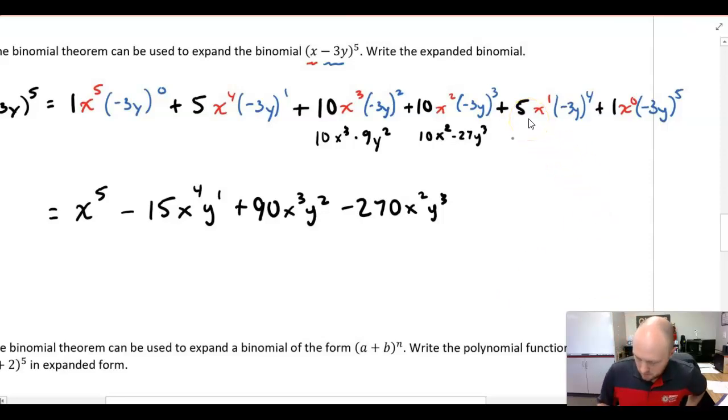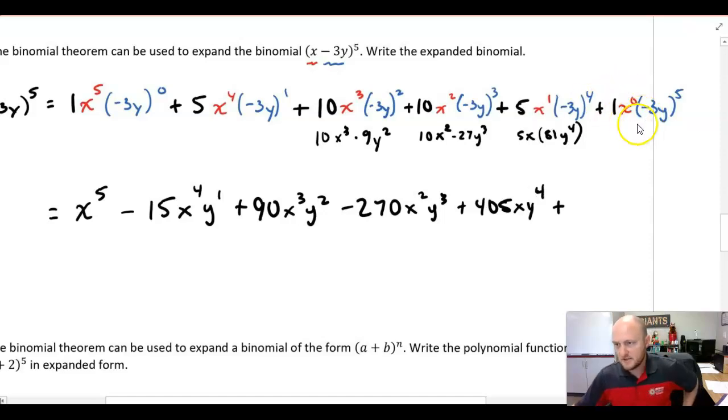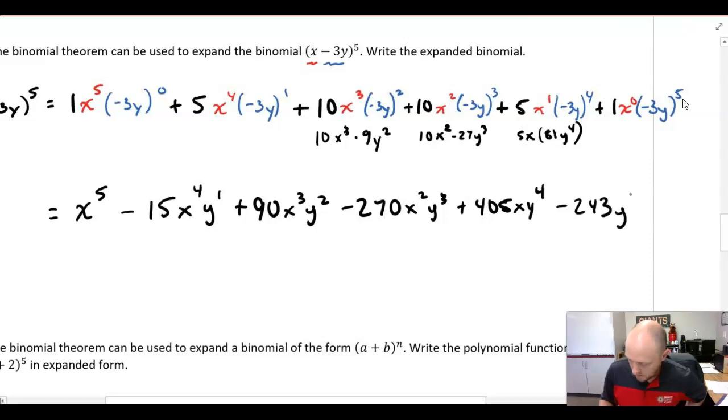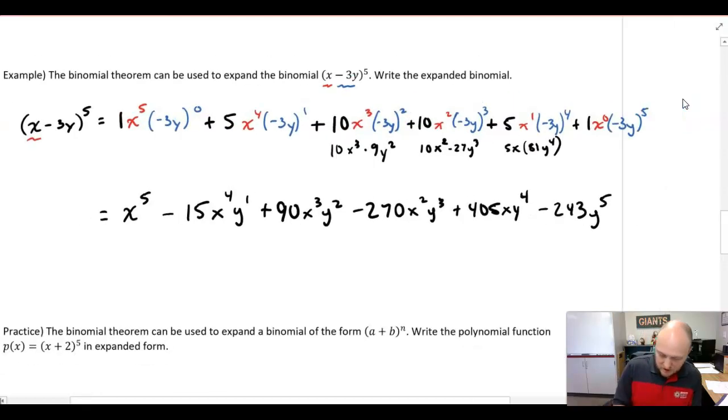Next one, 5 times negative 3y to the 4th. That is 81 y to the 4th. So this gives us 405 x y to the 4th. Plus, lastly, we have negative 3y to the 5th. That's a negative 243 y to the power of 5. Okay, so there is your expansion.